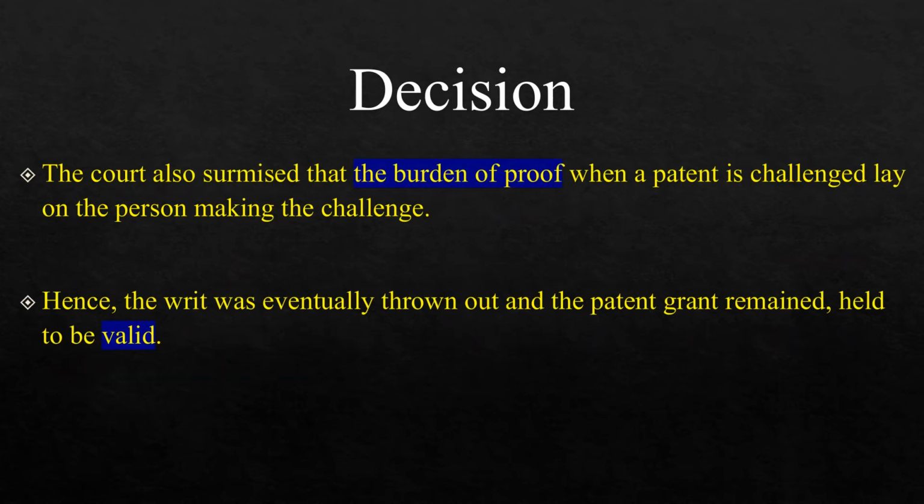Now the court has surmised that the burden of proof when a patent is challenged lay on the person making the challenge. Okay. When a patent is challenged, then the burden of proof lies on the person who challenges it. Fine. Hence, the writ was eventually thrown out and the patent grant remained held to be valid.